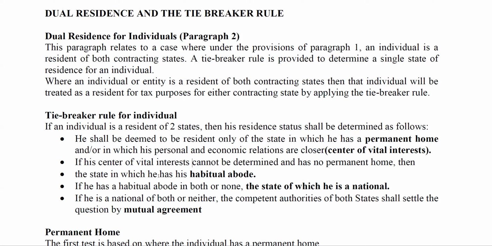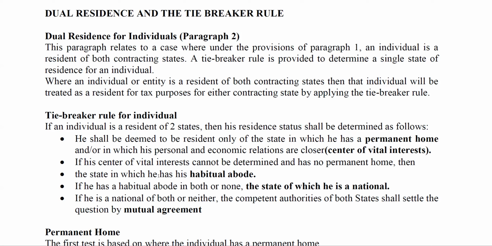So if you see some questions like that, you need to open your eyes. We are going to look at a similar one just after this. So if an individual is a resident of two states, then his resident status shall be determined as follows, right? One, he shall be deemed to be resident only in the state in which he has a permanent home. Okay, so where do you have your permanent home? That's what we have to look at first.